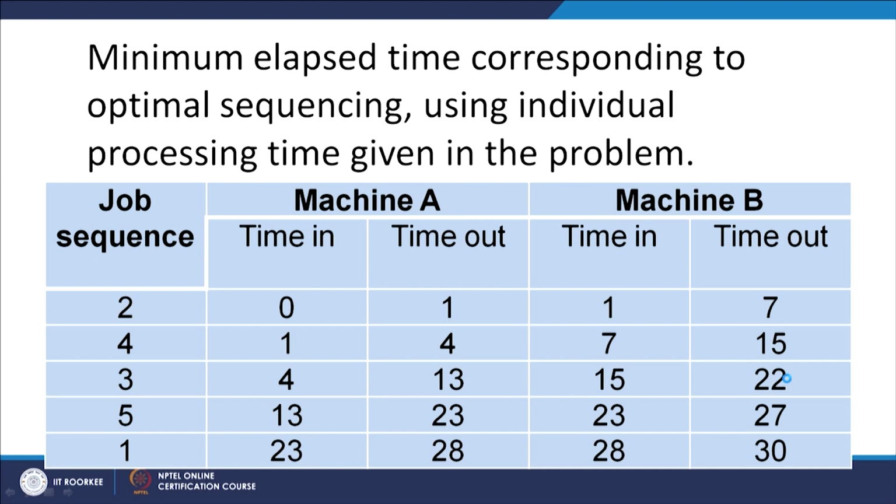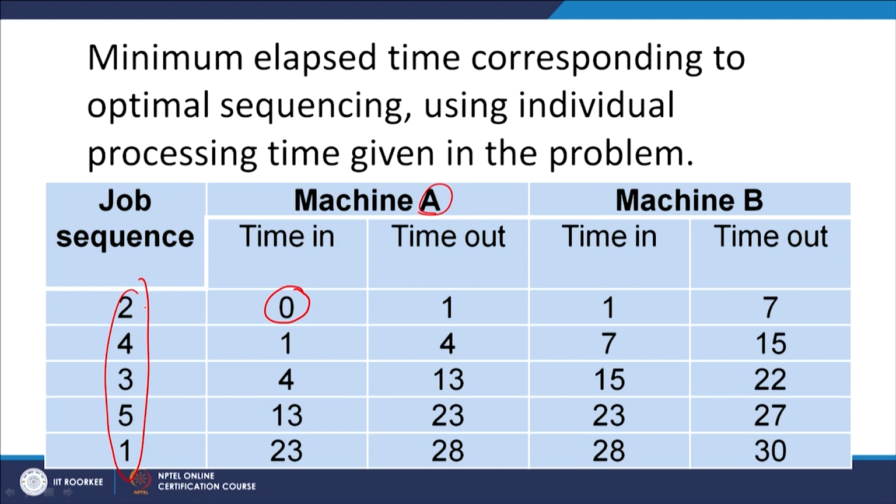Now, let us look at the elapsed time. The minimum time elapsed corresponding to the optimum sequence is determined using the individual processing times given in the problem. Suppose in the problem the time required for processing on machine A and machine B is given, and we have to determine the elapsed time. We know that this is the sequence 2, 4, 3, 5, 1. At the beginning of the system we will start with time in 0. Since it is on machine A, we have to determine how much time is required for job 2 on machine A.